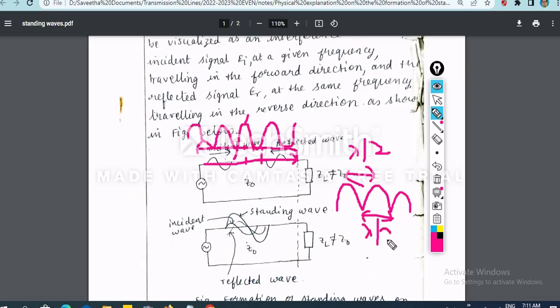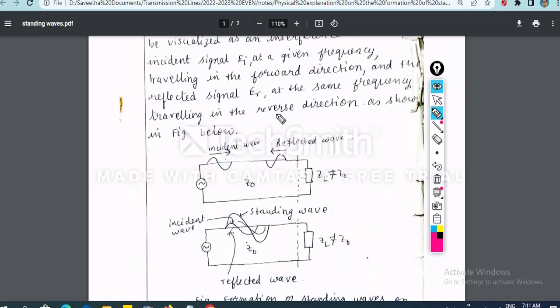Another important point to be noted, the more is the amount of mismatch, the more severe is the standing wave. Suppose the mismatch is very severe. This happens in open and short circuited load. So in open and short circuited load, the mismatch is maximum, so the standing wave is more severe. Whereas if the mismatch is less, the standing wave may not be so severe, it may be like this. And if it is perfectly matched, then it is flat.